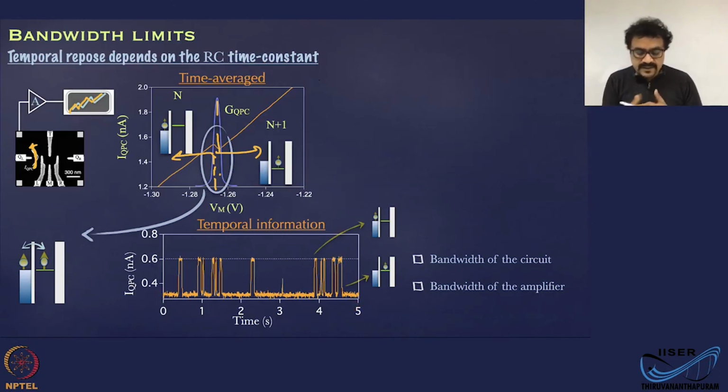Okay. Now, we know that whenever the electron is inside, there is a small reduction in the current because of an effective negative potential. And whenever the electron is outside, there is an increase in the current. Okay.